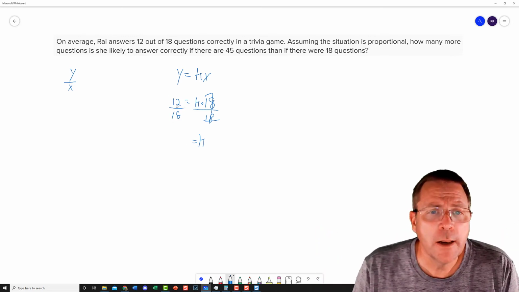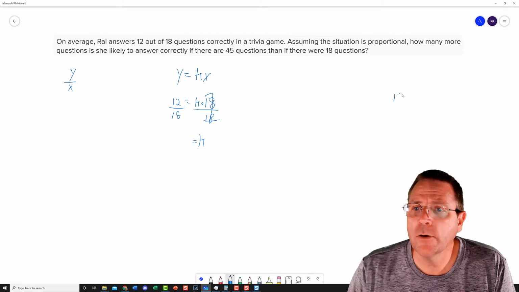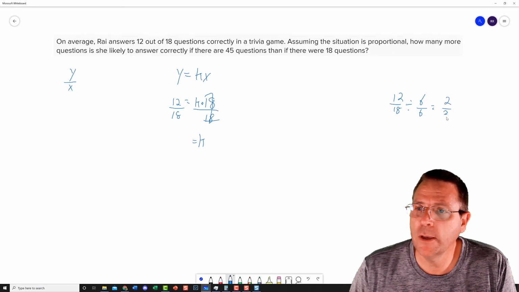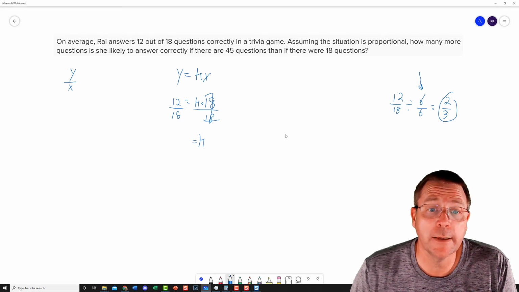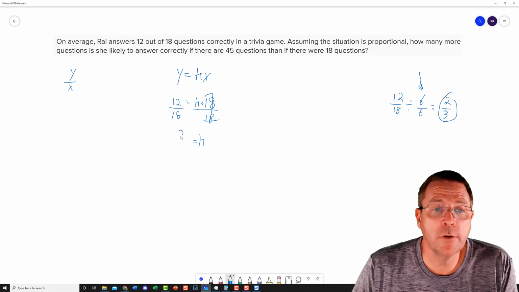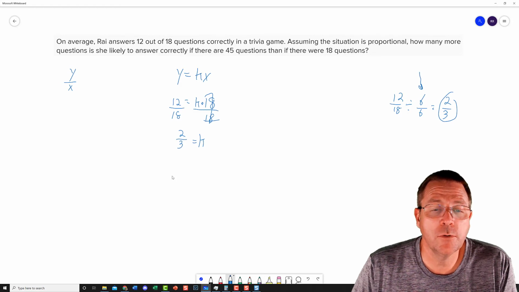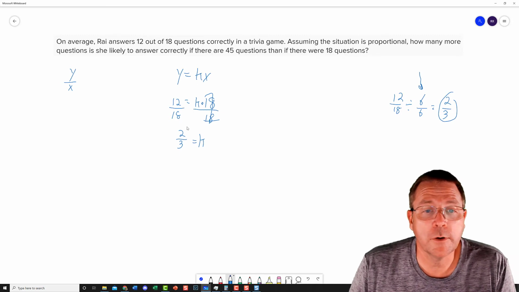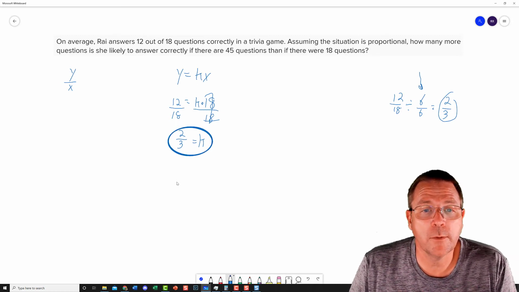So instead, let's just simplify it. I could take 12 over 18, divide by 6 over 6, and that's going to give me 2 over 3, and the 6's came from the fact that that's the biggest number that would divide into both the 12 and the 18. So my constant of variation is going to be 2 over 3.